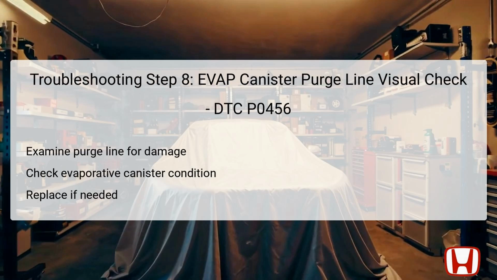Visual inspection of the EVAP canister purge line and associated components is essential. Look for cracks, leaks, or disconnections between the canister and the purge valve. Damage here can cause tiny leaks that trigger the code. Also, check the EVAP canister itself for cracks or deterioration. Ensuring the integrity of these parts helps eliminate common leak sources.